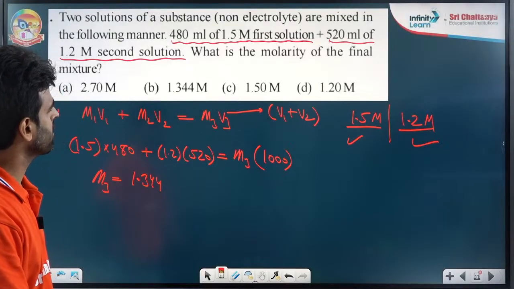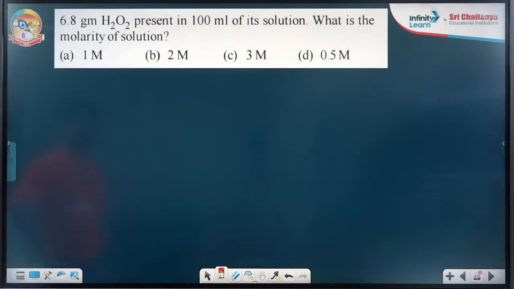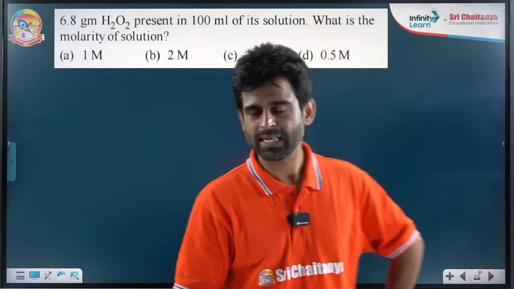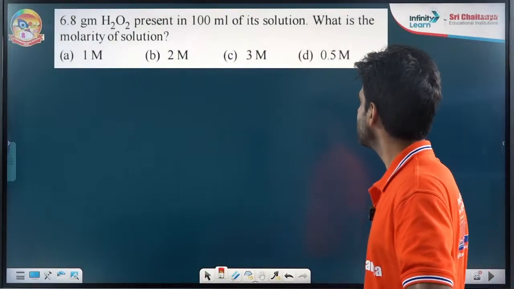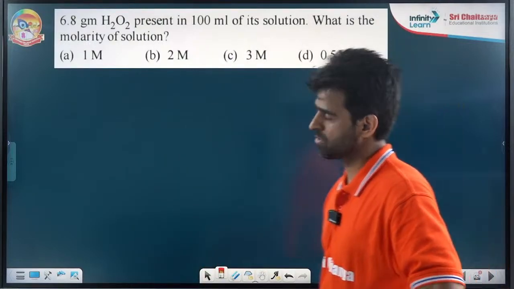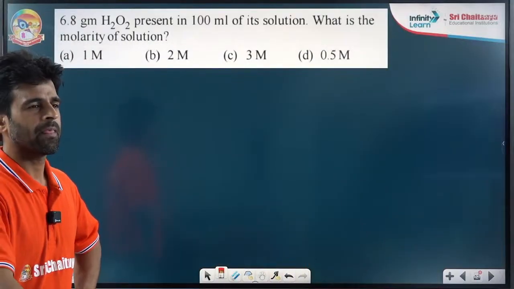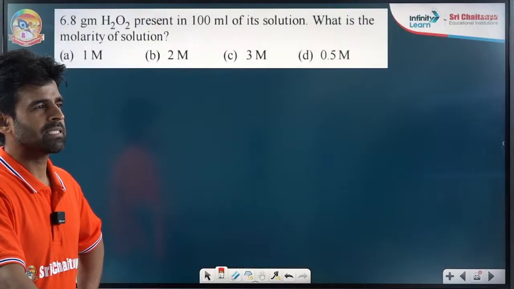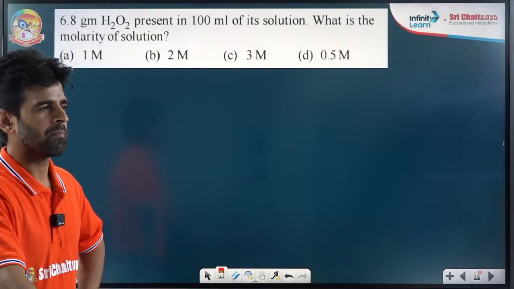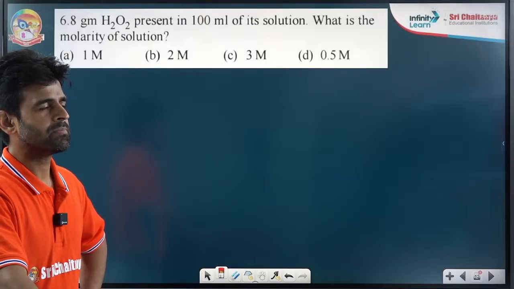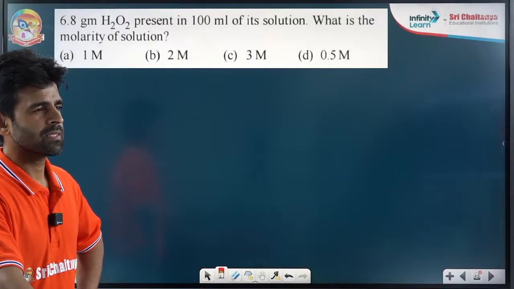The next one. Very easy again. 6.8 gram of H2O2 is present in 100 ml of solution. What is the molarity of the solution? Very easy again. Please make it fast. Give me the answer.